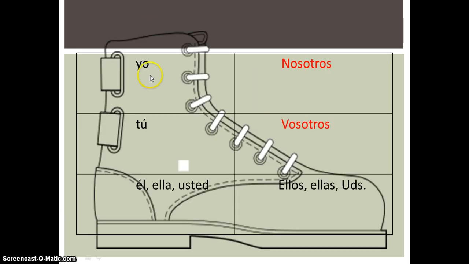So if we set it up like this, you can see the visual. Here's our boot. Here's our traditional conjugation chart, and you can see the yo form, tú form, él, ella, usted, ellos, ellas, ustedes, all fit within the shoe, but nosotros and vosotros fall outside of it. So this is just a mnemonic device, a way to remember that nosotros, vosotros do not get the stem change.